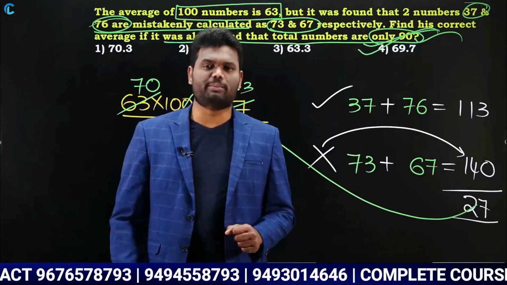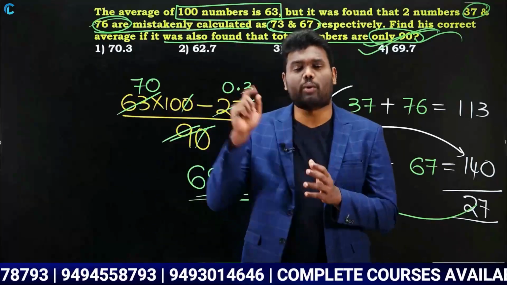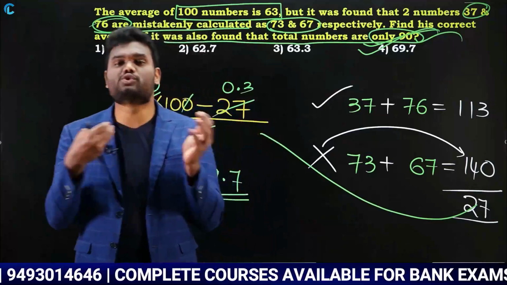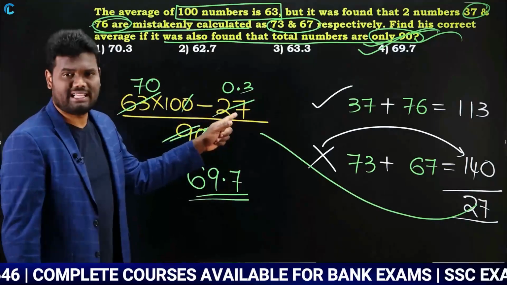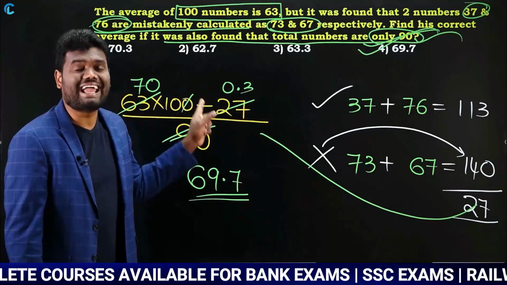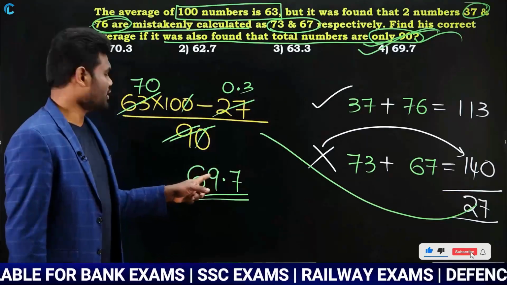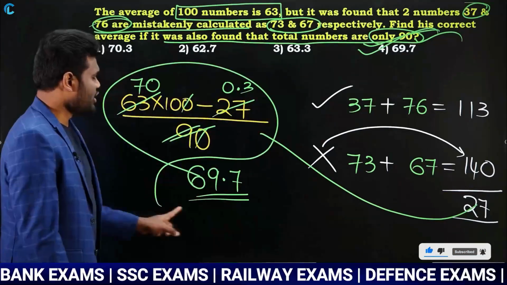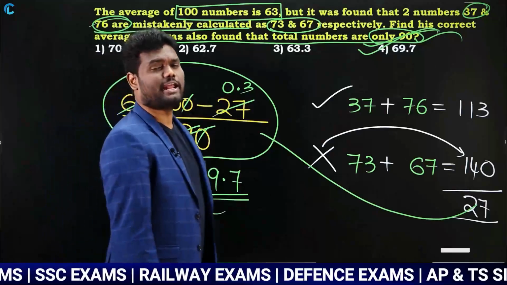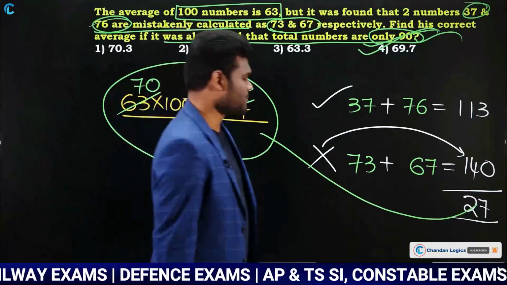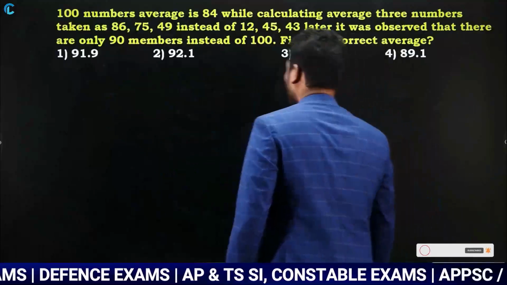The 100 number sum is going to be 100 into 63. Why? Because the average is 63. Now from this I need to subtract 27. When I subtract 27, this is going to be the 90 number sum. As I need to calculate the average, divide by 90. When you do this calculation, you are going to get the answer 69.7 as the correct average for the 90 numbers. Okay, let us look at the next one.